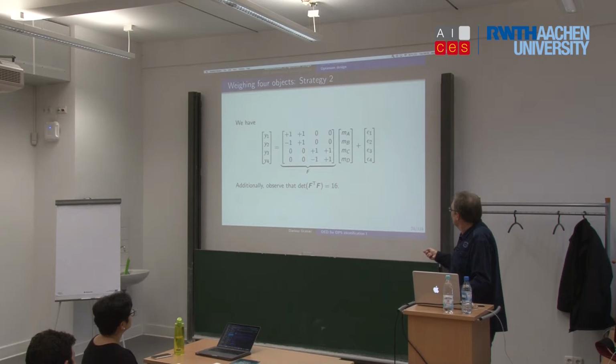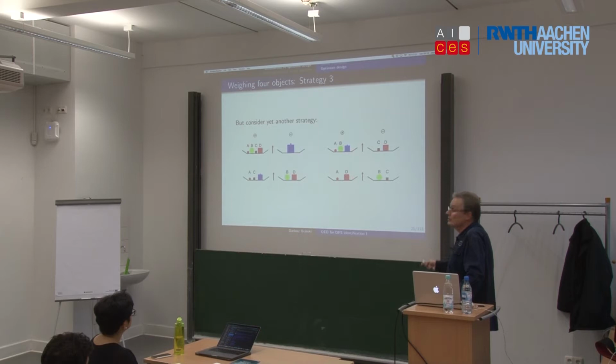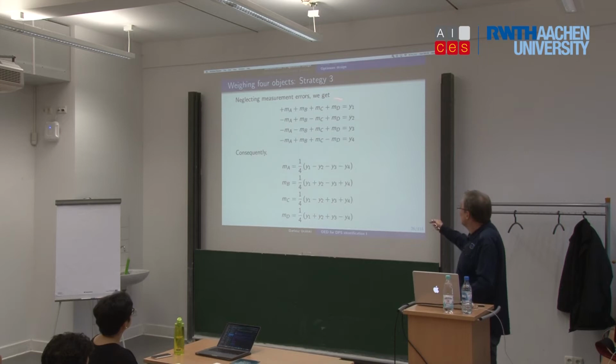So the determinant of the matrix capital F transposed multiplied by capital F is 16. Now we change the strategy, and the third strategy is a bit more complicated, not so obvious. And for this strategy, we can write the corresponding equations. We can derive the equations for the individual masses.